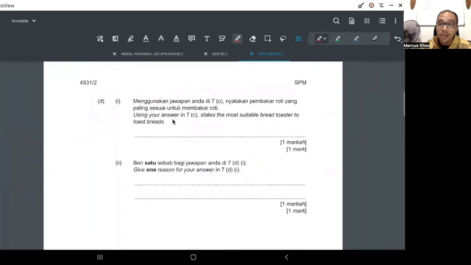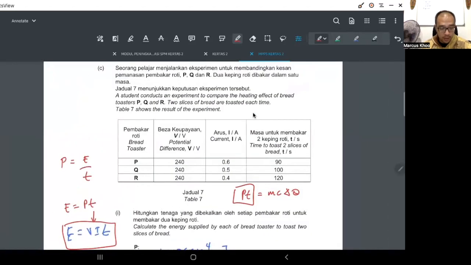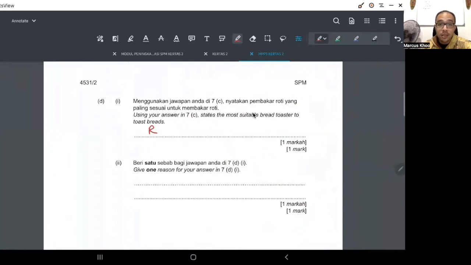So using your answer in 7C, state the most suitable bread toaster to toast breads. Okay, so I would go with R. Why? Because the energy that you use is the lowest. So the lowest energy usage, or most energy saving. Yeah, you can do that as well.